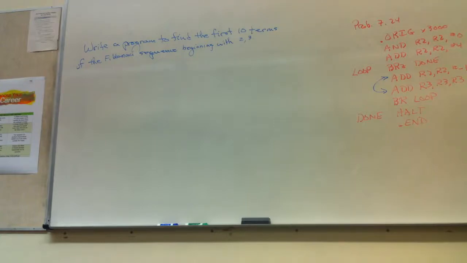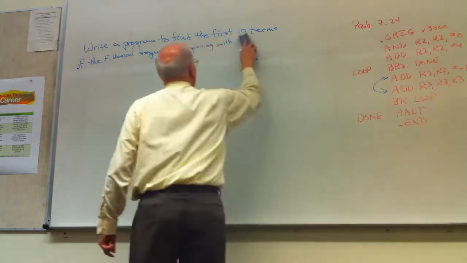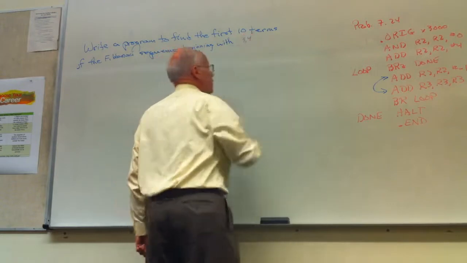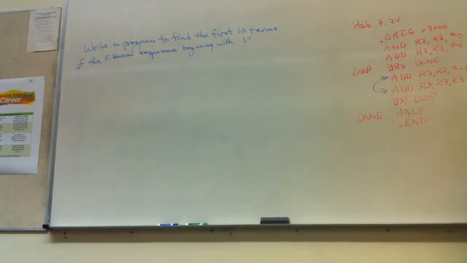But let's start with 3 and 4, just so that we get something different here. If I begin 3 and 4, then 3 plus 4 is 7, 7 plus 4 is 11, 18, and so on. It's also a Fibonacci sequence.